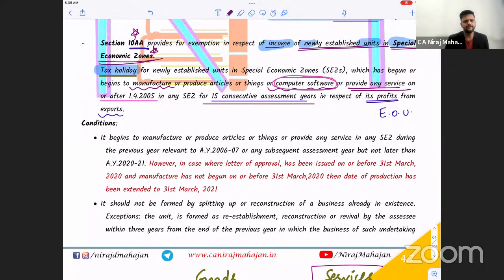So how many years of tax benefit or tax holiday? 15 years, but continuous. It doesn't mean you can take 5 now, 5 later after 20, 30 years, and a further 4, 5 years after 50 years. It has to be consecutive. Once you start taking, it has to be continuous, but what? 15 years. Clear? You cannot break that 15 years. Understood? Now, next one. Conditions.